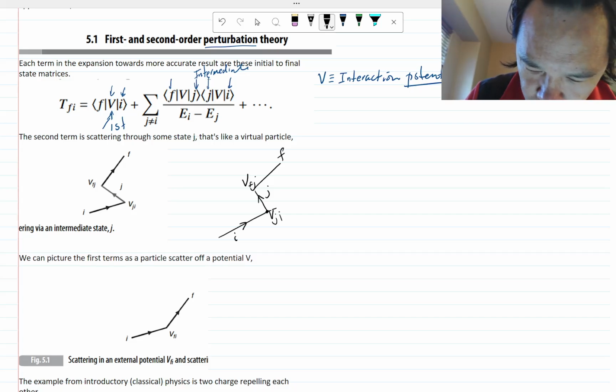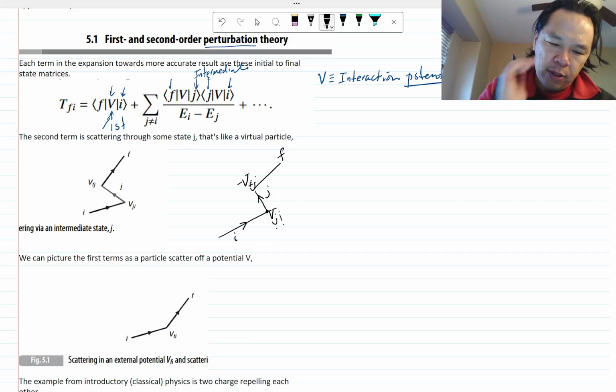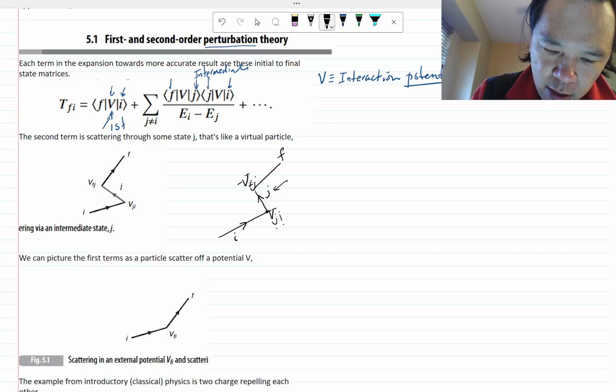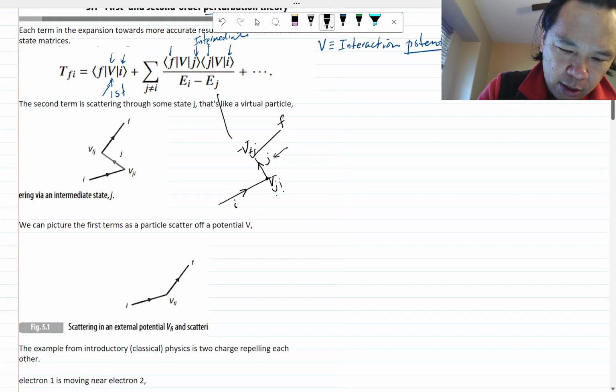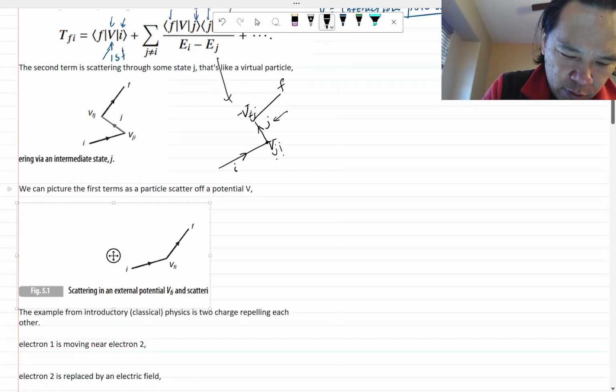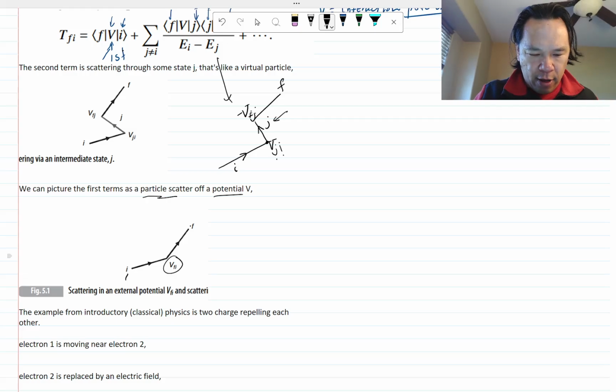Then this will be V_FJ, because we're transitioning from I to J initially, and then from J to F the second time, and therefore it creates this kind of intermediate state between the initial and final. So that's what the second term is. This first term, we're going to do some examples of this, is just the particle scattering directly from its initial to final state, and we denote that potential as just V_FI.